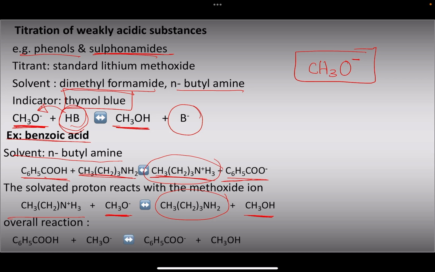So the overall reaction is like a reaction between benzoic acid and methoxide to release the benzoate and methanol, as if there is no solvent.